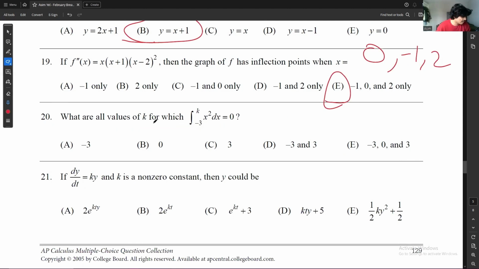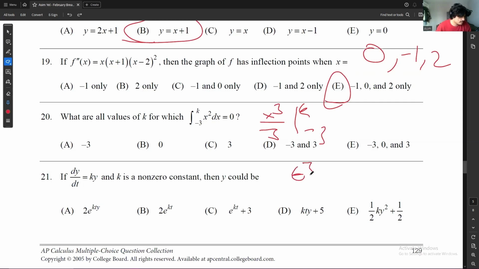What are all values of k for which this is equal to 0? So we're gonna plug k in this derivative. First of all, let's just take the derivative, x cubed over 3, k -3. And then we're gonna plug k, subtract it when we plug -3, and we're trying to set this equal to 0, and then we're gonna have an equation, and we're gonna solve it.